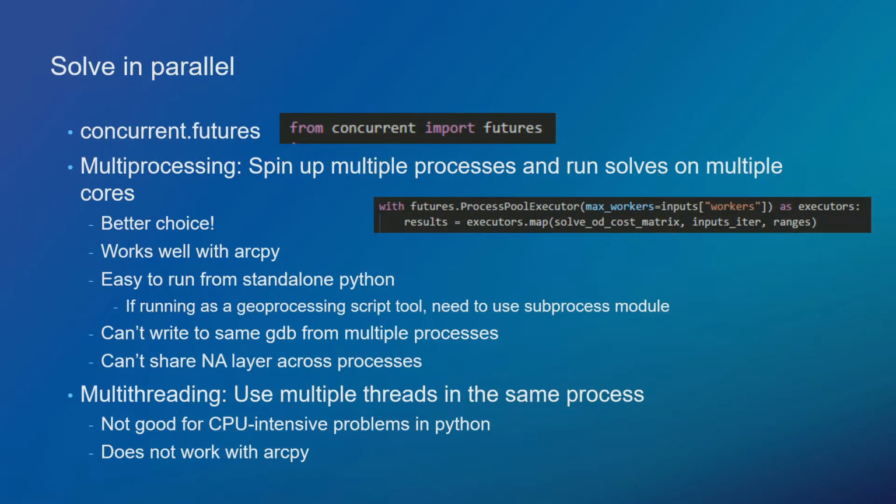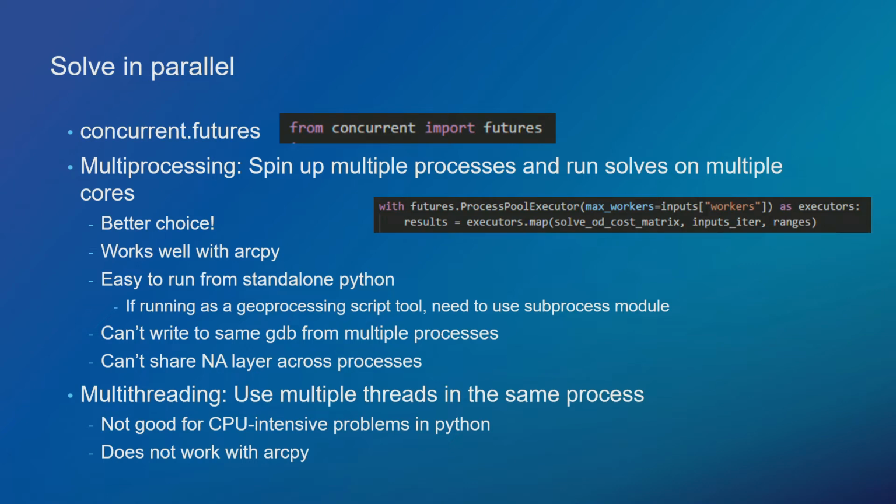Okay, so now assuming that I've done my chunking and I've done it in a smart way, I need to solve in parallel. This allows me, instead of doing each chunk one at a time, to do several chunks at once, and that will ultimately return my results faster. Python makes this easy with the concurrent futures module.